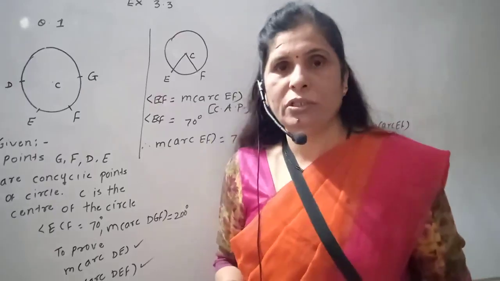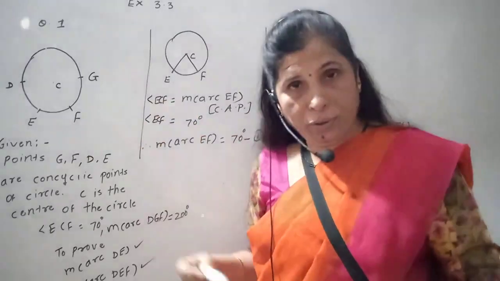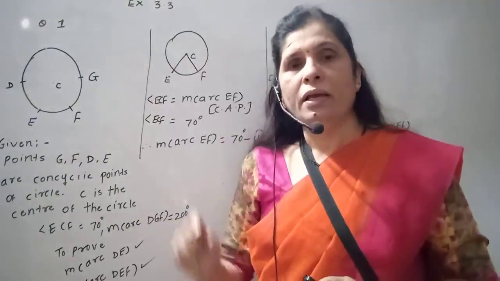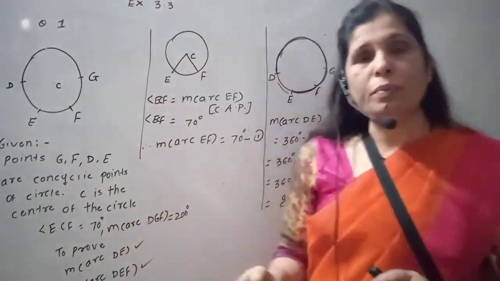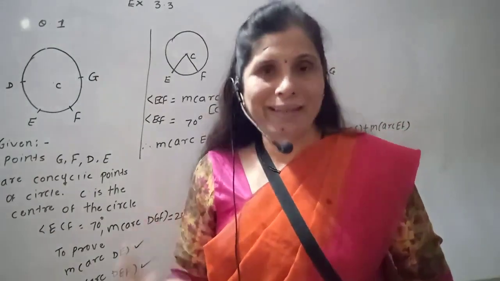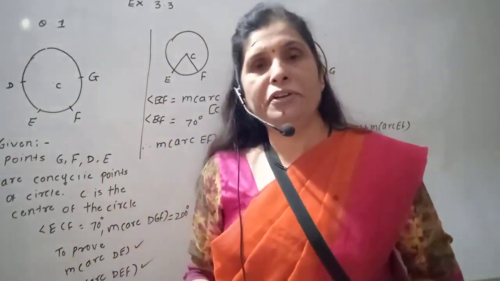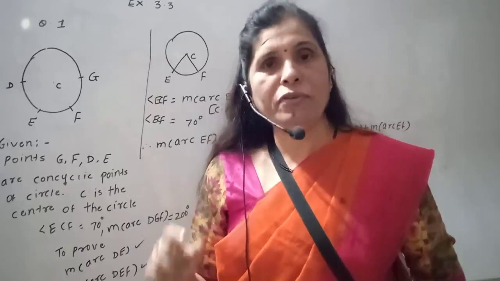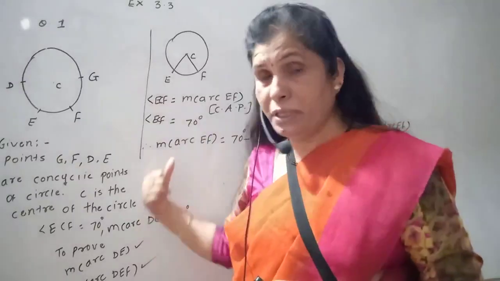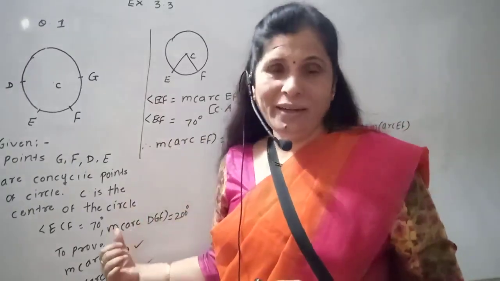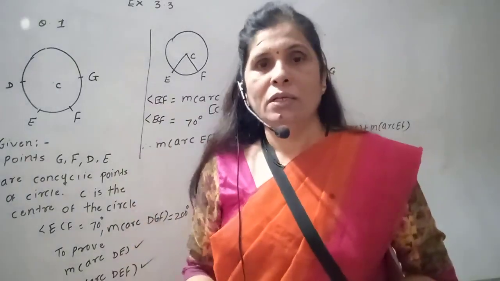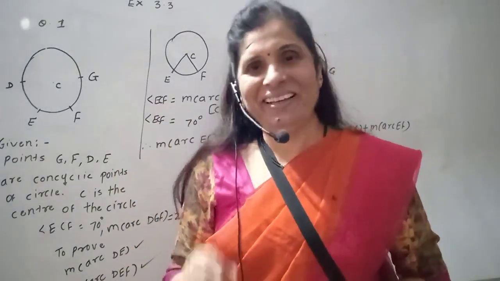In this whole question, the property of central angle is used. So again I am repeating the property. If the vertex of the angle is the center of the circle, this is the central angle, and the measure of a central angle is equal to the measure of the corresponding minor arc. Measures of arcs can be added and can be subtracted. Measure of the whole circle is 360 degrees.